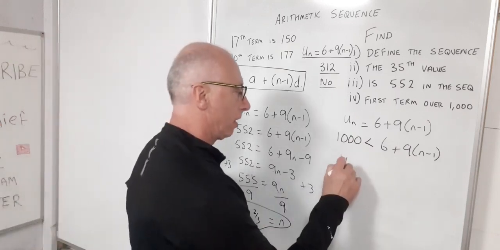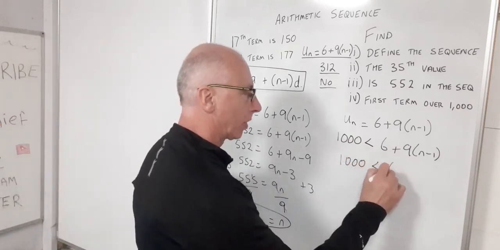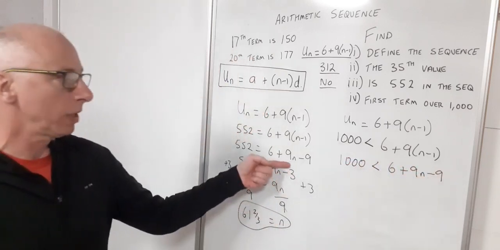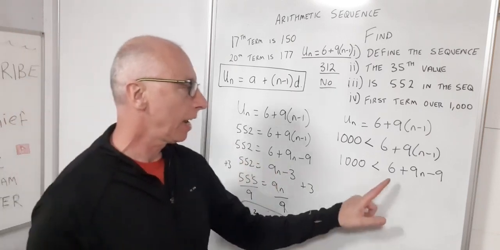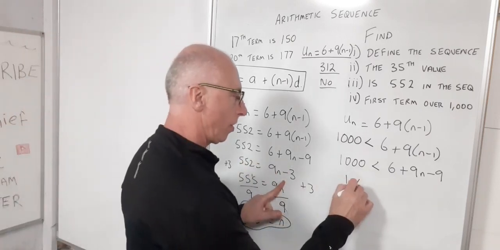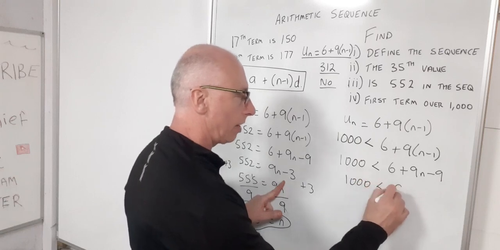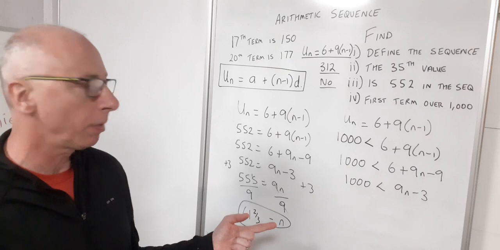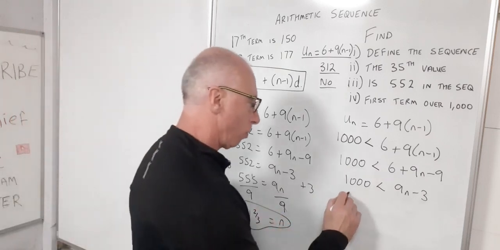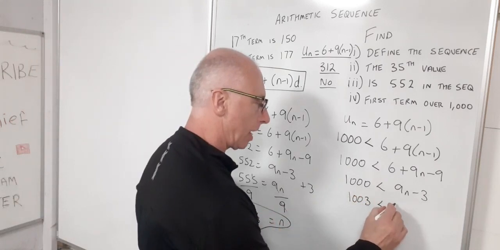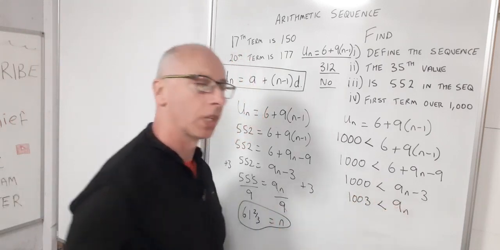Okay, let's expand out that bracket: 6 plus 9n minus 9. Same as what we did on this side. Now we've got 6 and minus 9 as we have here. So 1000 is less than 9n minus 3. So add 3 to both sides. So 1003 is less than 9n.